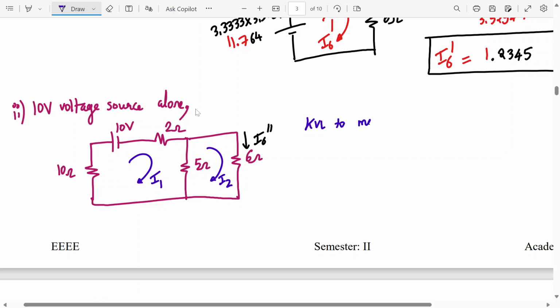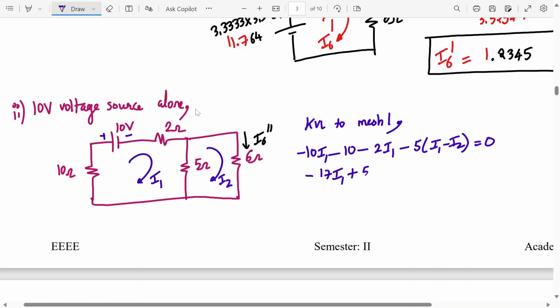KVL to mesh 1. So what do you get? Minus 10 I1. Here it is plus minus. So minus 10 minus 2 I1 minus 5 I1 minus I2 is equal to 0. So here minus 10, minus 2, minus 5. So minus 17 I1 plus 5 I2 is equal to 10. This is equation number 1. Are you following?